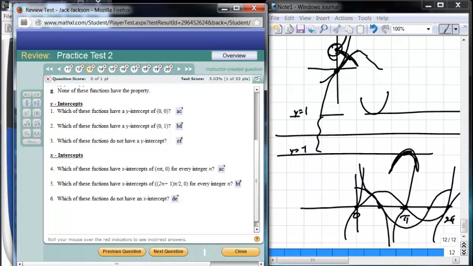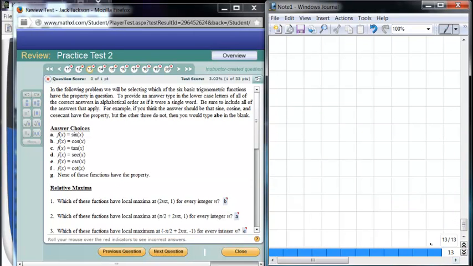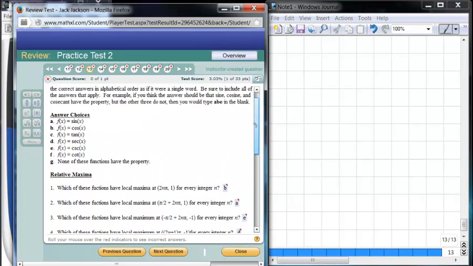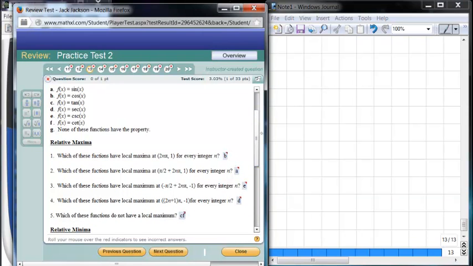Next question. Relative extrema, maximum, minimum. Okay, so again, think of the basic sine wave.